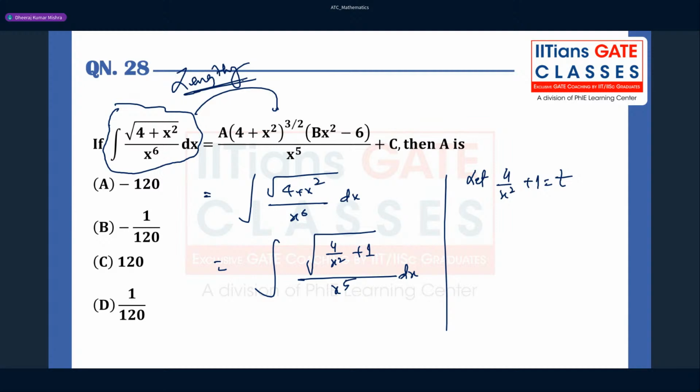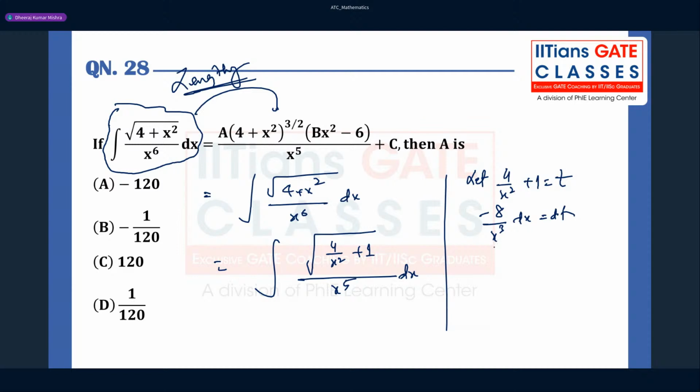So if you differentiate this, you have to differentiate this so that you can remove this dx. So what is the differentiation of this? It will give you minus 8 by x cube, right? dx equal to dt, right? So I believe this is fine.